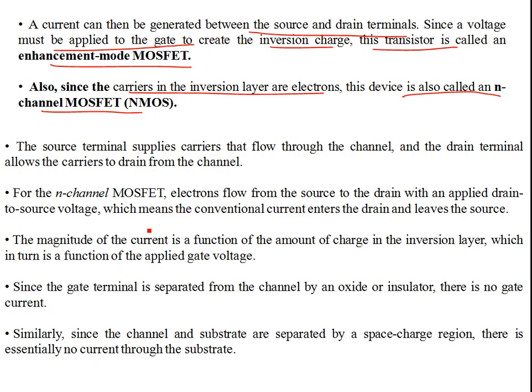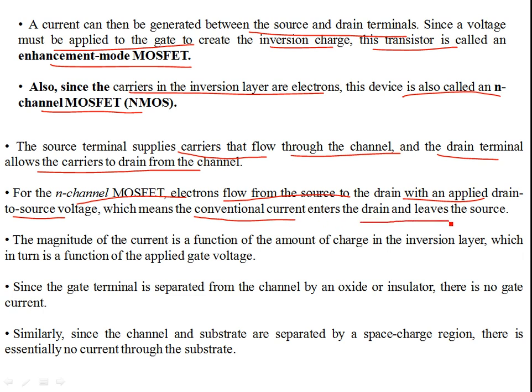The source terminal supplies carriers that flow through the channel, and the drain terminal allows the carriers to drain from the channel. So for the N-channel NMOS, the electrons flow from the source to drain with an applied drain-to-source voltage, which means the conventional current is the other way around. It enters the drain and leaves the source. The direction of the conventional current is always taken as opposite to the flow of charge carriers. The magnitude of the current is a function of the amount of charge in the inversion layer, which in turn is a function of the applied gate voltage.